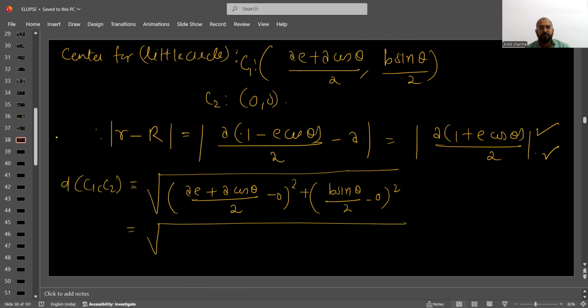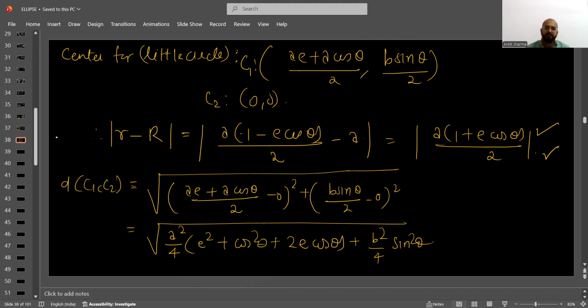So we can now go ahead, and for our convenience, I'll just take this a square over 4 outside completely, and I am now left with (1 plus e) square, that is 1 plus e square cos square theta plus 2e cos theta. So taking a square over 4 outside, from here I get b square over 4 and then sine square theta. Now let's see what do we get here. So we now need to simplify this expression.